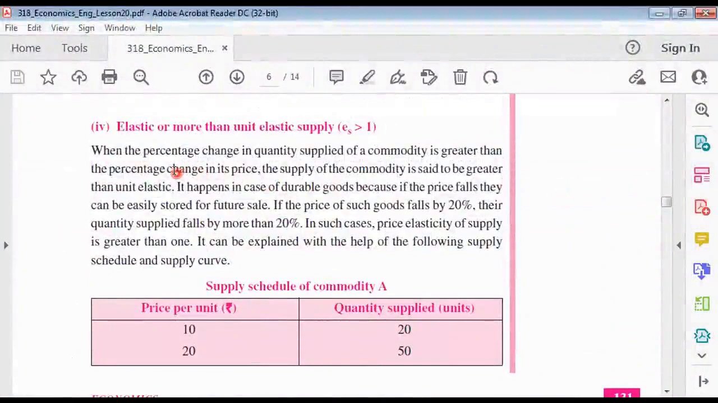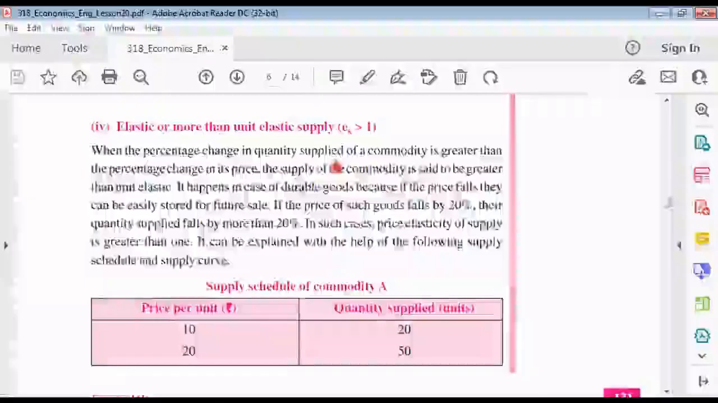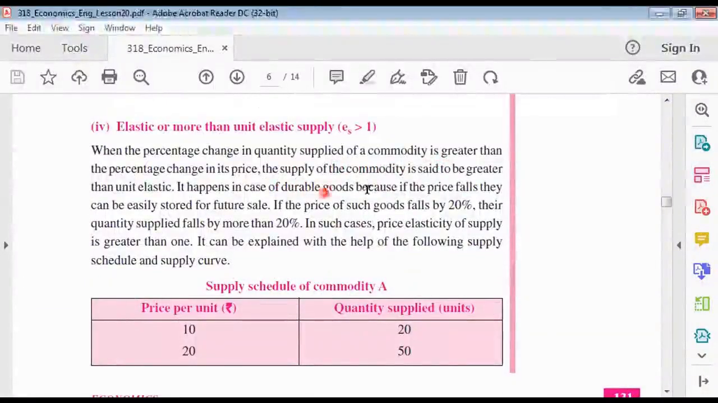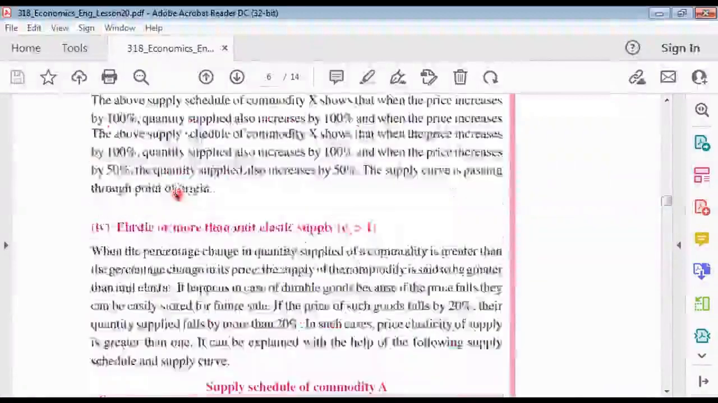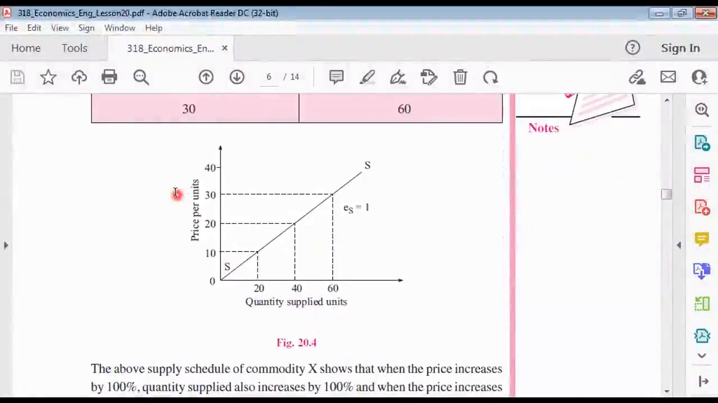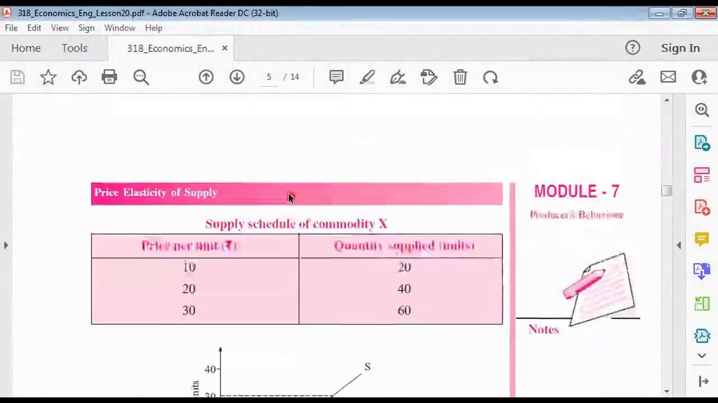And what's the theoretical meaning? Everywhere they write, when the percentage change in quantity supplied of a commodity is greater than the percentage change in its price, the supply of a commodity is said to be greater than unit elastic. And that's exactly what I said. Okay, next is a case where it is equal to 1, and this is the graph, unit elastic.